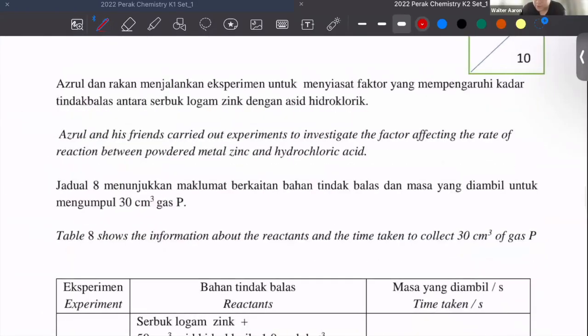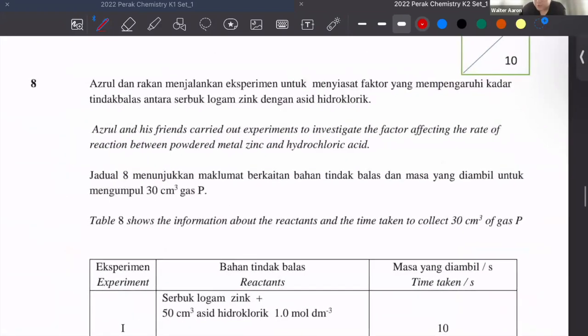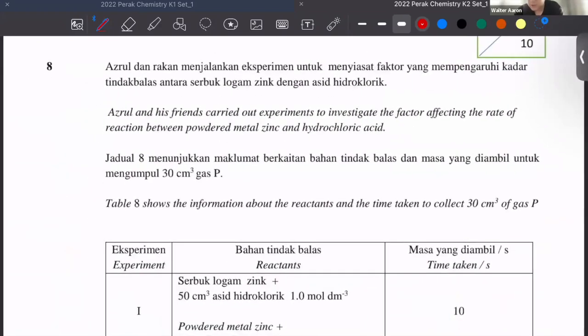Okay, let's take a look at the next one. Question number 8. Azro and friends carried out an experiment to investigate the factor affecting the rate of reaction between powdered metal zinc and hydrochloric acid. Table A shows the information about the reactants and the time taken to collect 30 cm³ of gas.